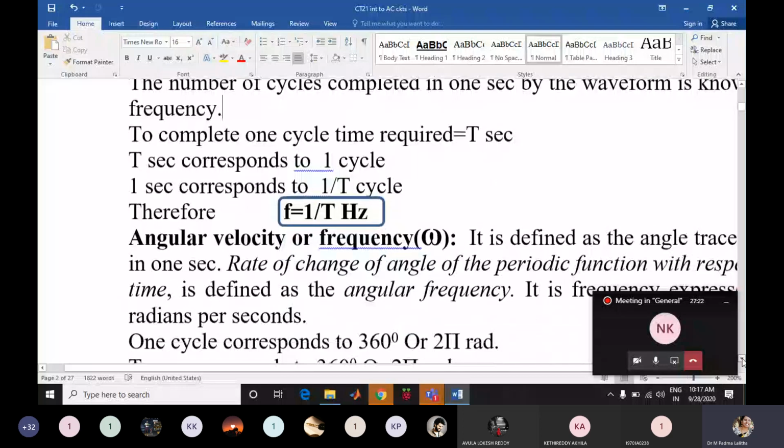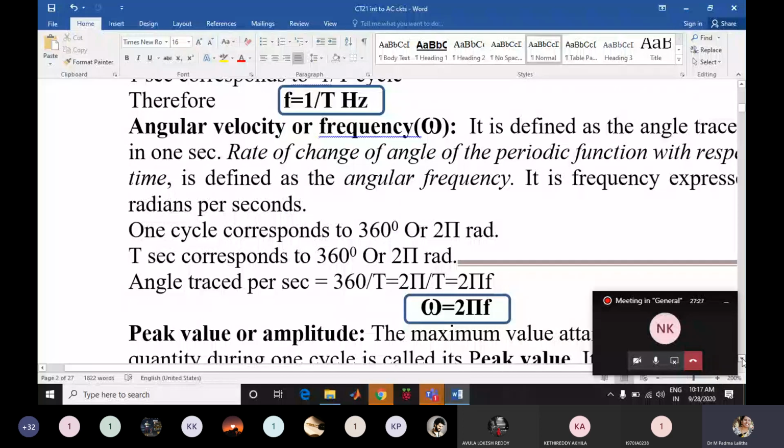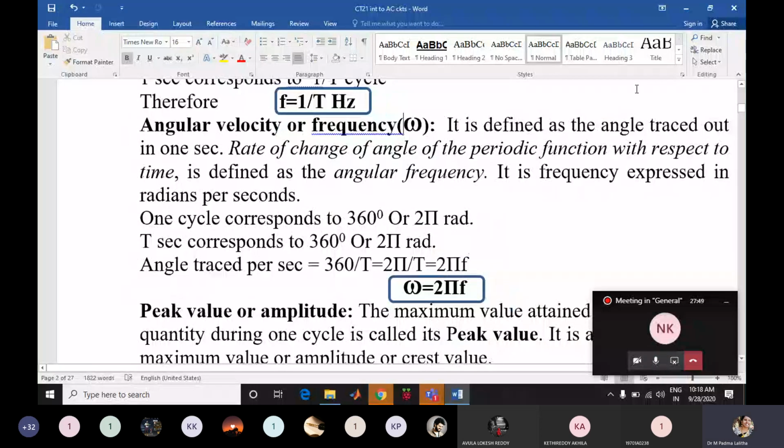The next one is angular velocity or angular frequency. The above frequency is represented in hertz. This is the frequency in radians per second. It is represented with omega. It is defined as the angle traced out in 1 second.